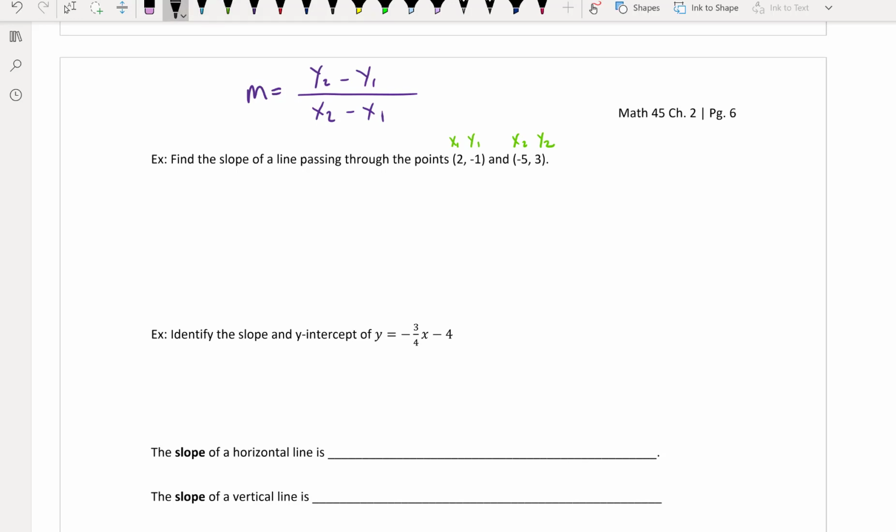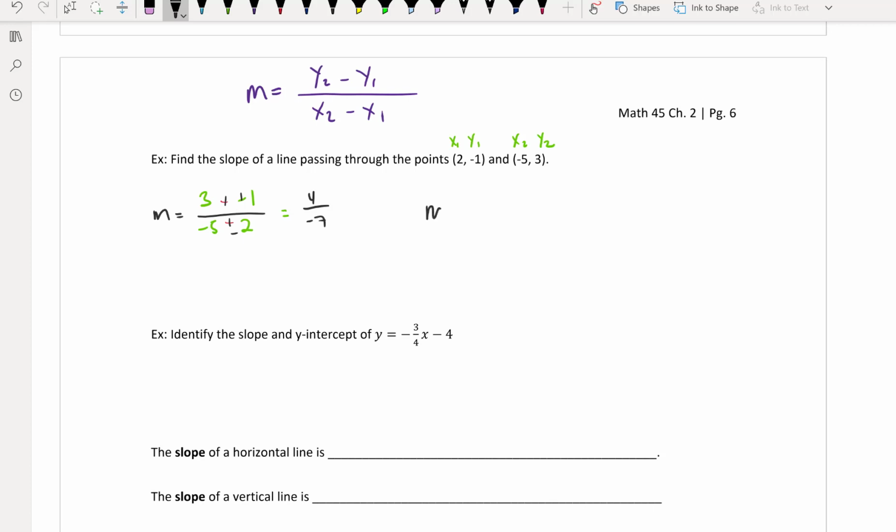So now when I plug in my values into my formula, and I have subtraction in between, this is what it's going to look like. So my y2 value is 3, and my y1 value is -1. My x2 value is -5, and my x1 value is a +2. So I'm going to get 3 minus -1. That's the same as adding, so I have 4 up on top. And down the bottom, -5 minus 2 is the same as adding a negative number, so that's a -7.